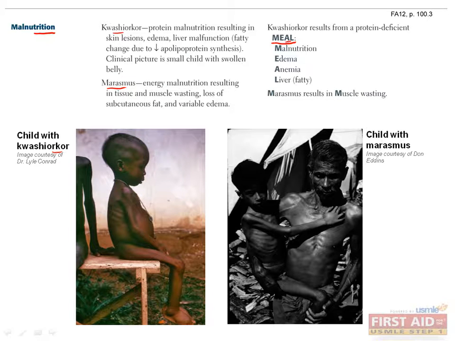Marasmus, on the other hand, is an energy malnutrition in which there is insufficient overall caloric intake. These patients present with tissue and muscle wasting, loss of subcutaneous fat, and variable edema, which you can see in this image. It's important to remember that unlike marasmus, kwashiorkor can occur in patients with a normal caloric intake as long as they have a very small amount of calories from protein.